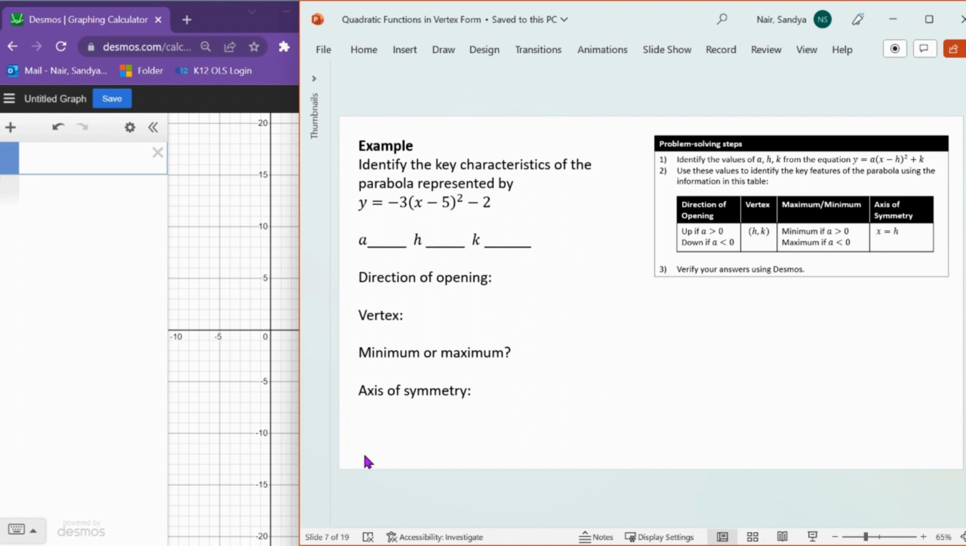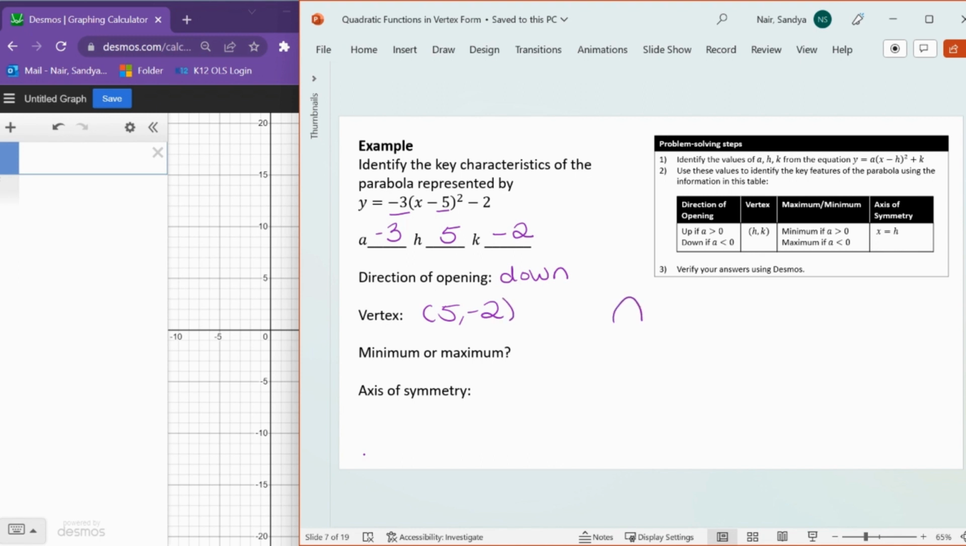Let's identify the key characteristics of the parabola represented by y equals negative 3 times (x minus 5) squared minus 2. So first, let's identify the values of a, h, and k. a is going to be negative 3, h will be 5, because remember it's the opposite sign of what's in the equation, and then k will be negative 2. So the direction of opening, well, since a is less than 0, it's going to open down. The vertex is going to be at (h, k), so that's going to be (5, negative 2).